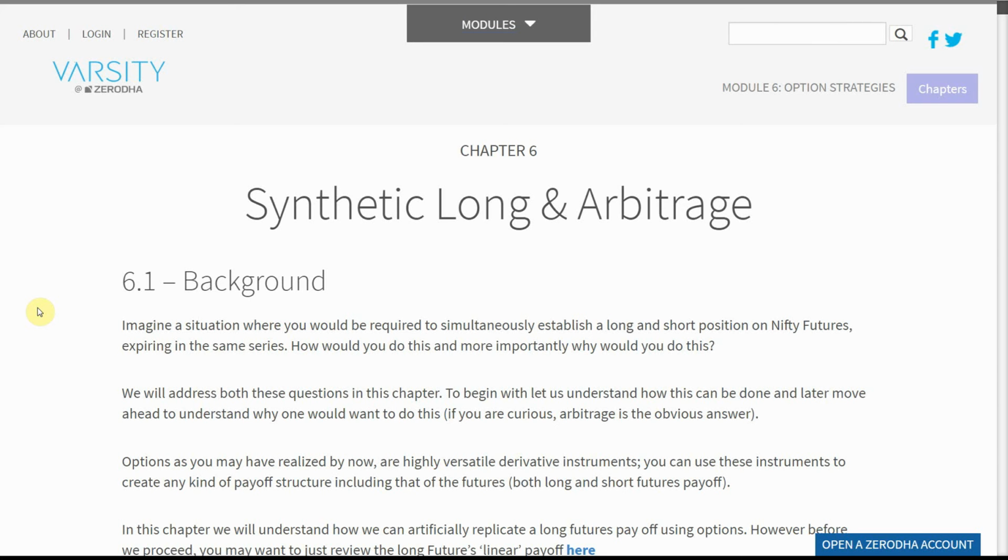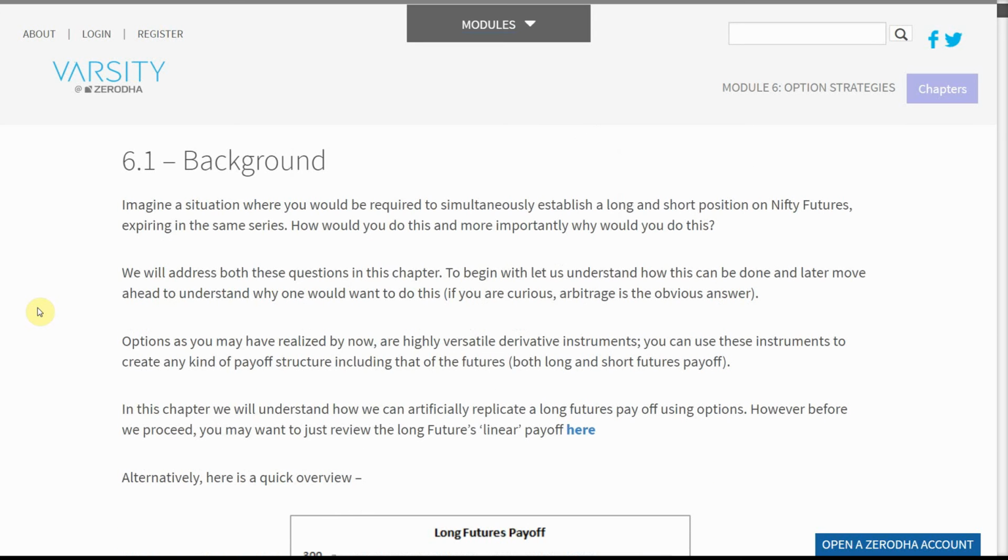Chapter 6. Synthetic long and arbitrage. 6.1 Background. Imagine a situation where you would be required to simultaneously establish a long and short position on Nifty futures, expiring in the same series. How would you do this, and more importantly, why would you do this? We will address both these questions in this chapter.